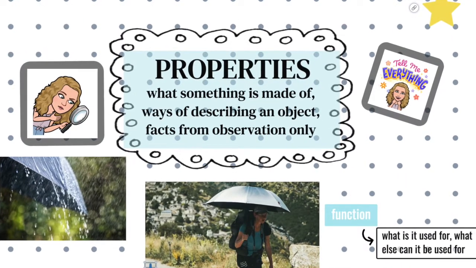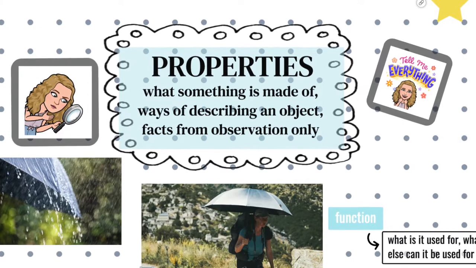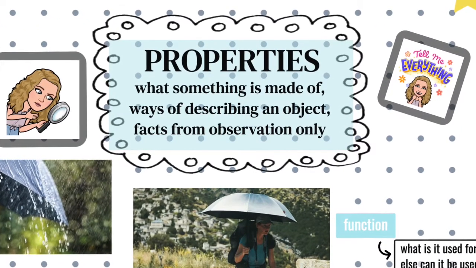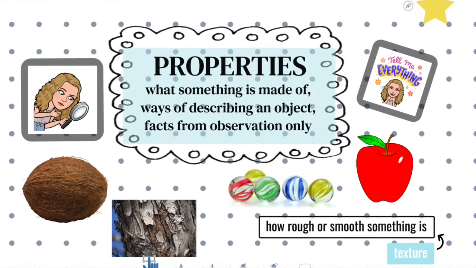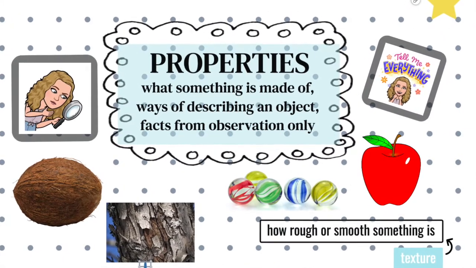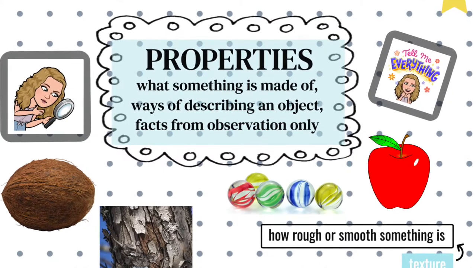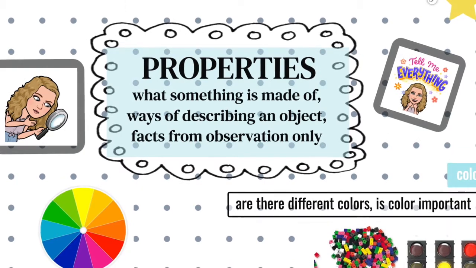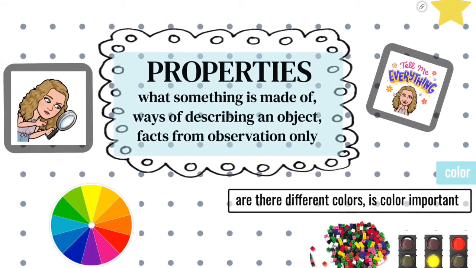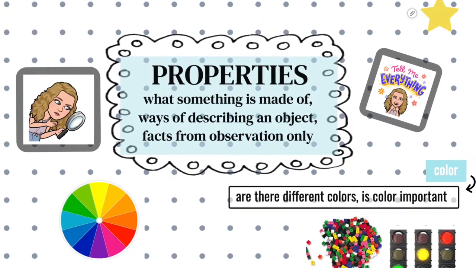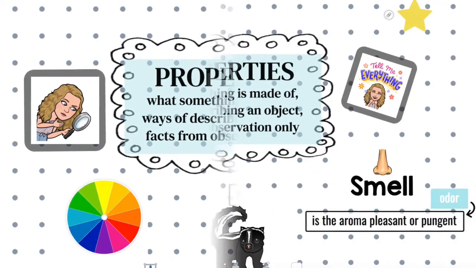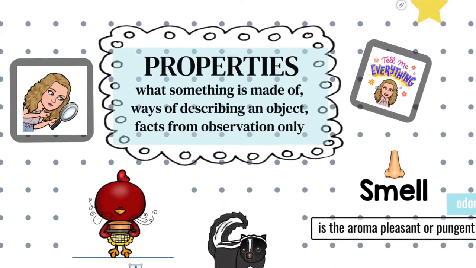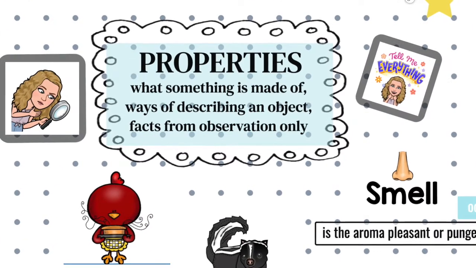The function property tells what something is used for and what else it can be used for. The texture property tells how rough or smooth something is. The color property tells if there are different colors and if color is important. The odor property tells if an aroma is pleasant or pungent.